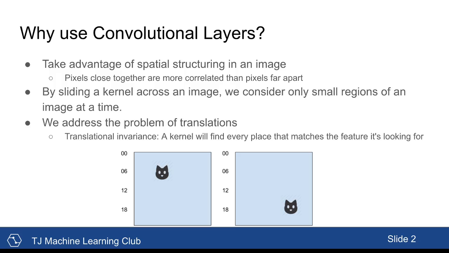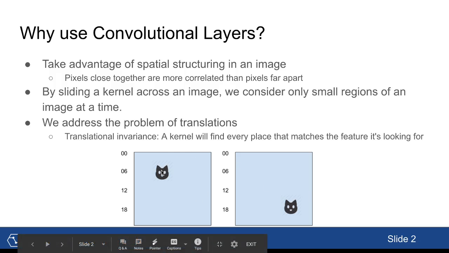A kernel, on the other hand, when it's looking at an input image, is going to find every place that matches the feature it's looking for. This property is called translational invariance. For example, in this little image here with the cat, of course we know that both of these images represent a cat with a blue background, right? And if this was a cat versus some other image with a dog, we'd of course say that both of these are essentially the same, right?